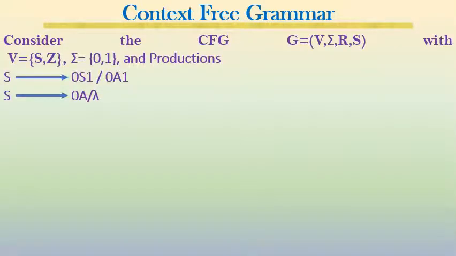Consider the CFG. G is a grammar that has some V, sigma, R and S. Means that V is equal to S and A, and sigma is equal to 0 and 1, and these are the productions. S can be replaced with 0S1 or 0A1. A can be replaced with 0A or epsilon or lambda. One thing that should be noted is that lambda and epsilon have been used interchangeably in my discussion, so you will have to keep in account that they are considered the same thing over here.